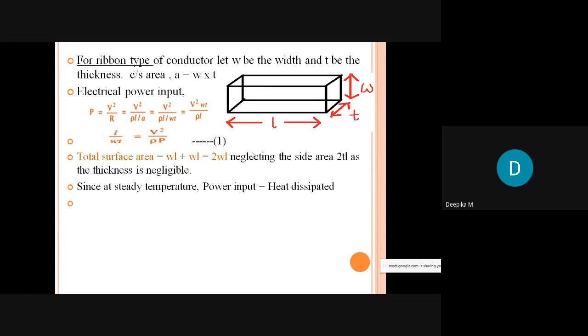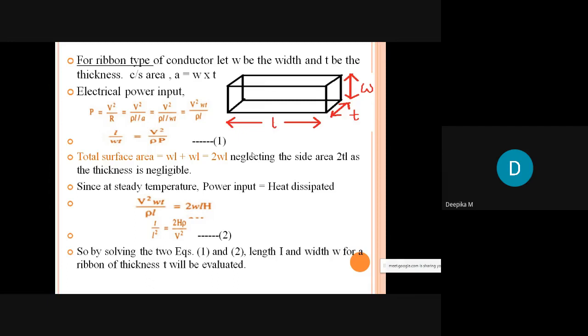At the steady temperature, we know that power input is equal to heat dissipated. So V square WT by rho L is equal to 2WL into H. Upon rearranging we get T by L square is equal to 2H rho by V square. Let's say this is equation 2, and upon solving these two equations we can design the length, width and thickness of this shape of heating element. So this completes the designing of the heating element for the circular shape as well as the rectangular shape. Thanks for watching the video.